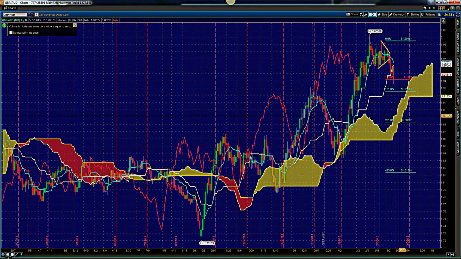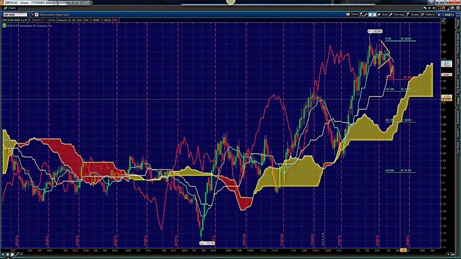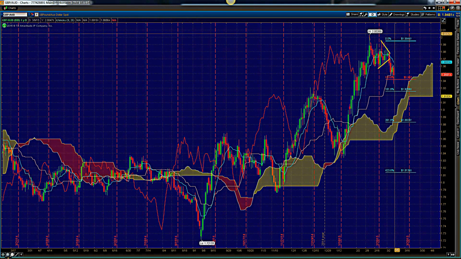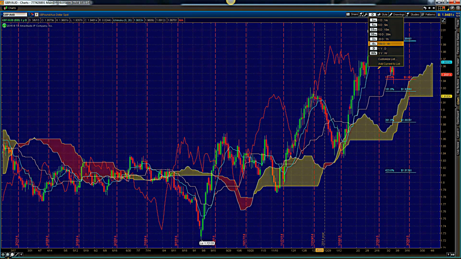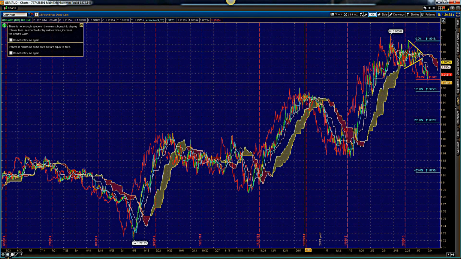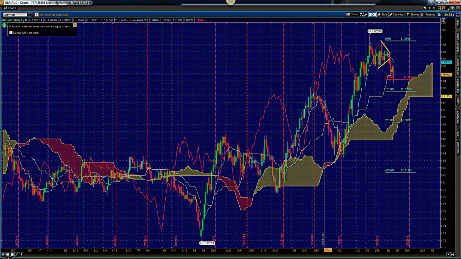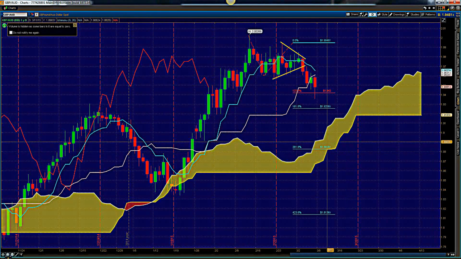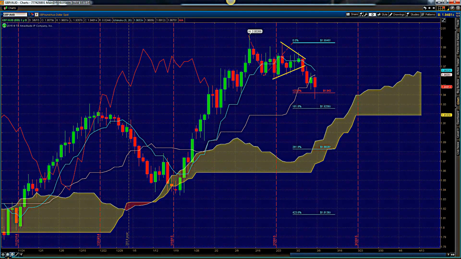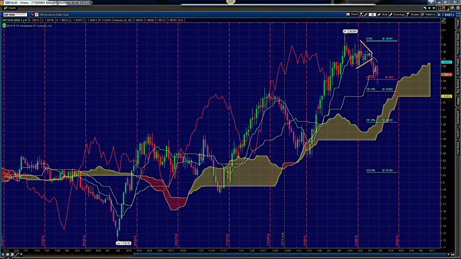The reason is that on the daily standpoint, we are still above the cloud. So to a degree, the 4 hour and the daily are contradicting, but the longer time frame, being the daily, is still to the upside. I'll leave the chart on here for about a minute just so you can see exactly what I'm talking about.